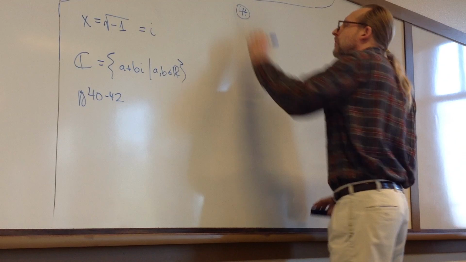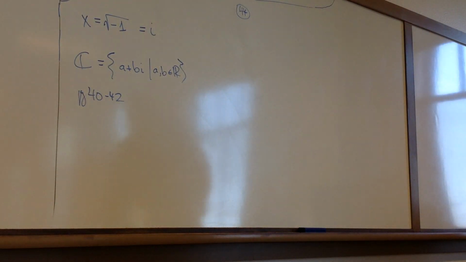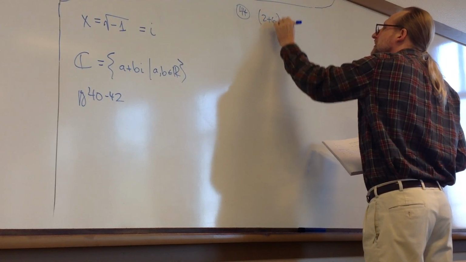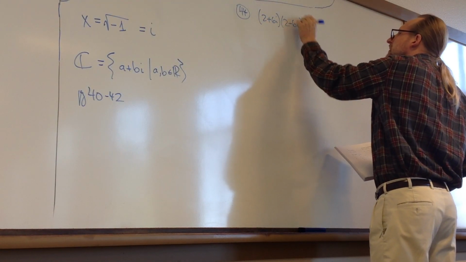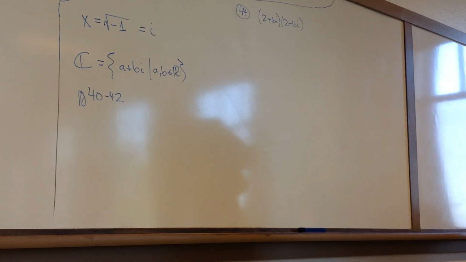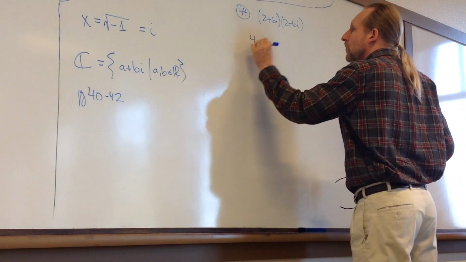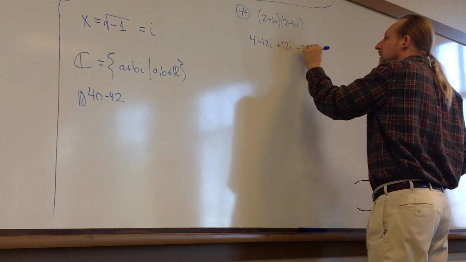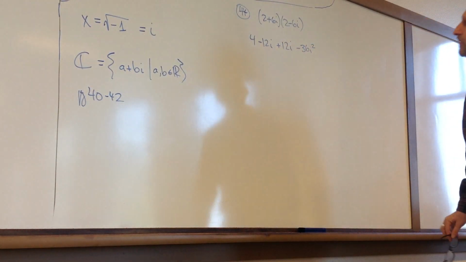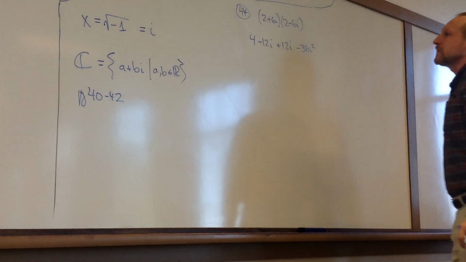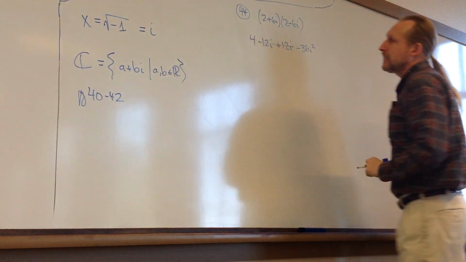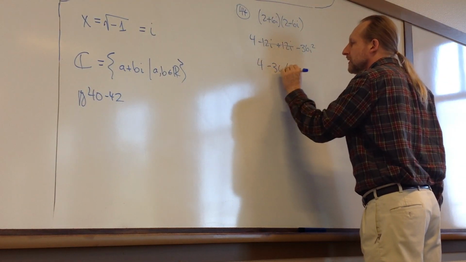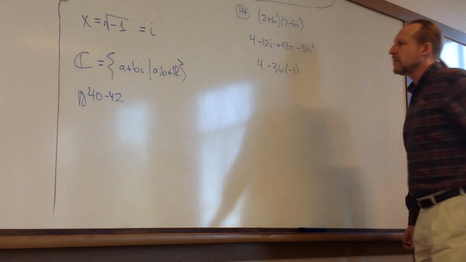Problem 44, we get into kind of an interesting concept here. 2 plus 6i times 2 minus 6i. So this will be 4 minus 12i plus 12i minus 36i squared. Well, let's see here. These cancel each other out and make 0. Then we have 4 minus 36, and then that i squared is negative 1.